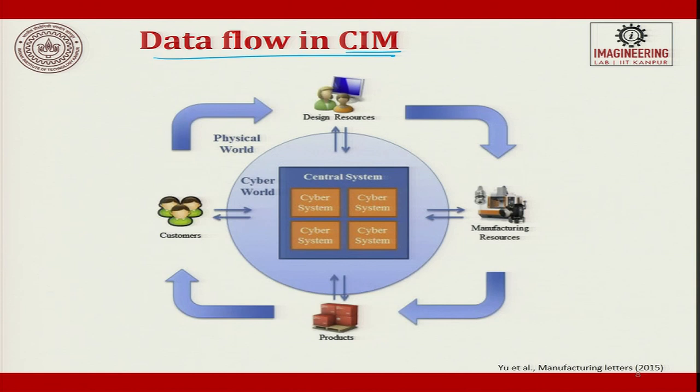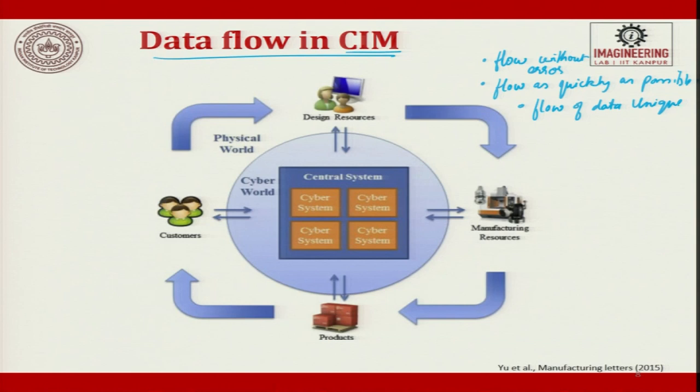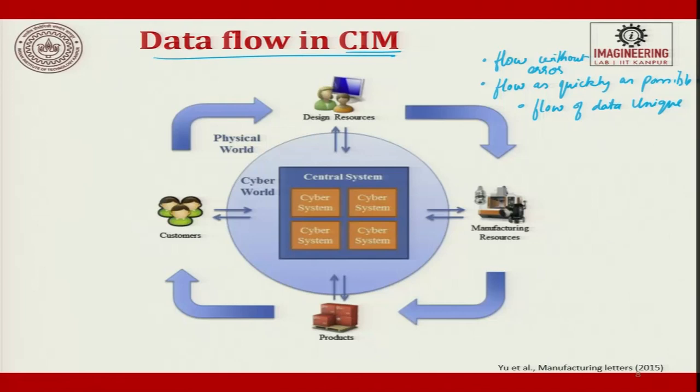When I try to flow the data, what are the major things? I should flow data without error. I should flow data as quickly as possible. The flow of data should be unique, that means it should not add anything else while the data is getting transferred. Ten or fifteen years ago, when we tried to send a mail, the mail transmission was never 100%. Today, whatever you send through WhatsApp or mail, it is 100%. Why? Because the data flow is now streamlined and the errors are being taken care of and rectified.